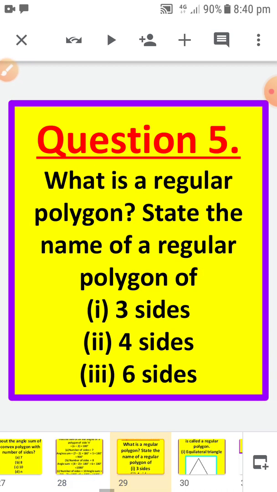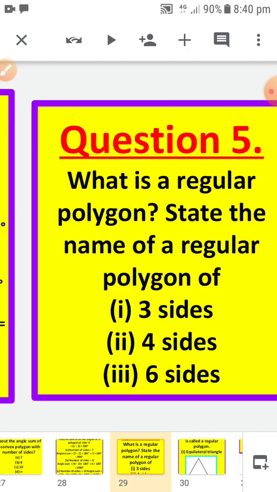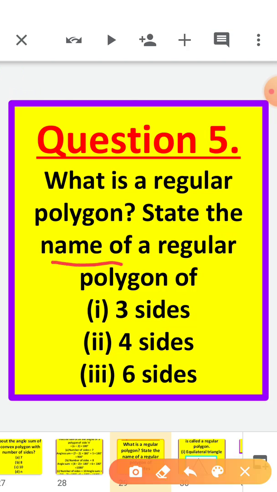Okay, now let's move to the next question. The next question is: what is a regular polygon? Here regular means all sides should be equal, and all angles present in that diagram should also be equal. State the name of a regular polygon. Now you have to give an example of a regular polygon. Polygon means that the figure should be made up of line segments and it should be closed. And what is the meaning of regular? All the angles should be equal and all the sides should be equal, so both properties should be satisfied.